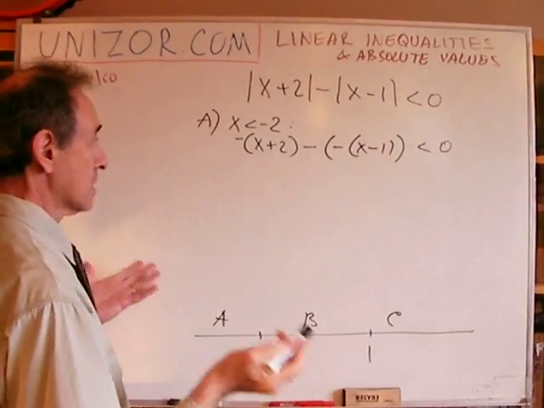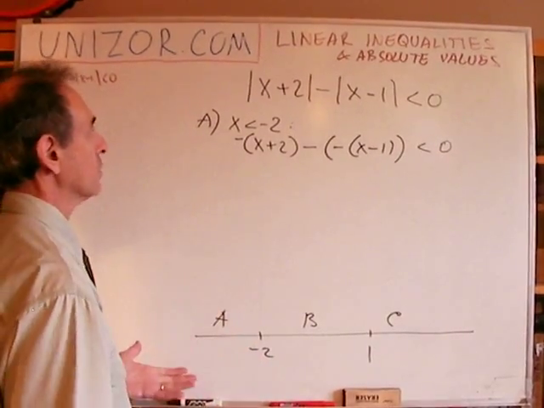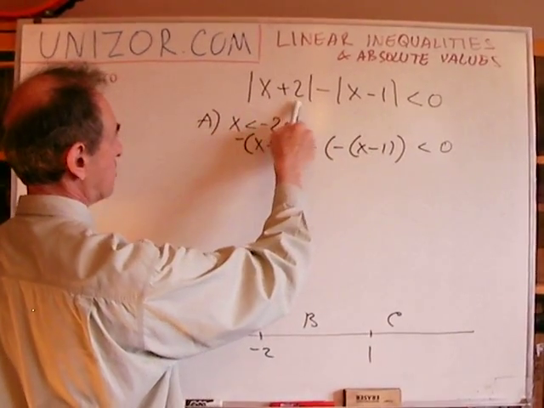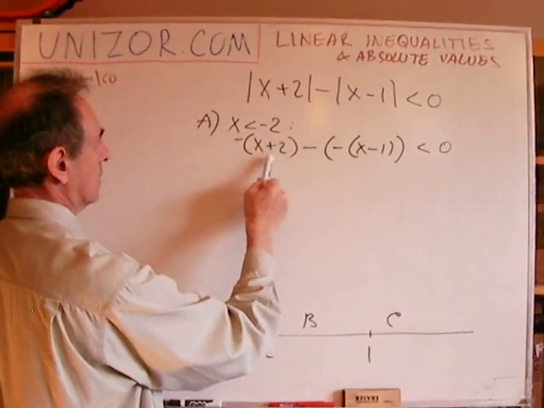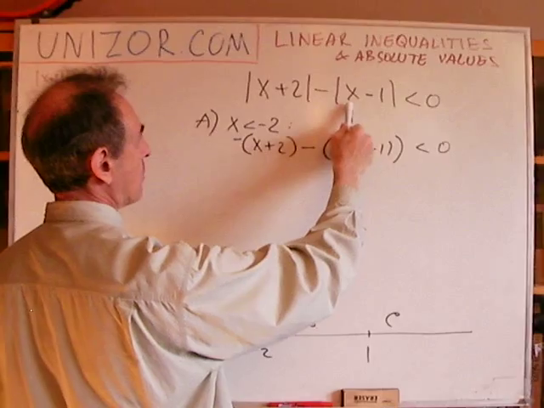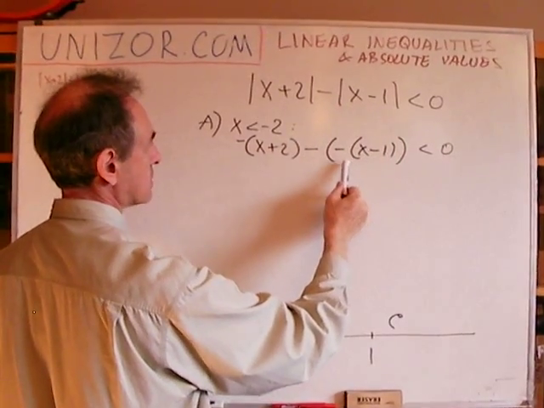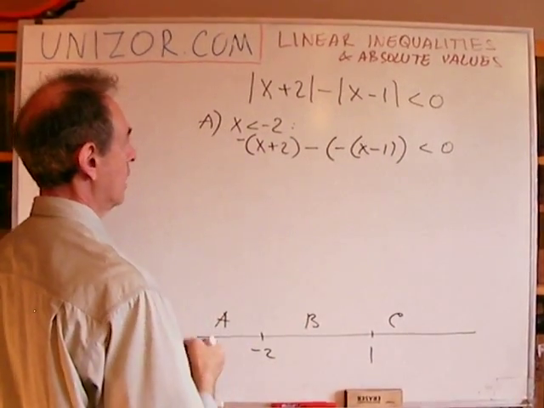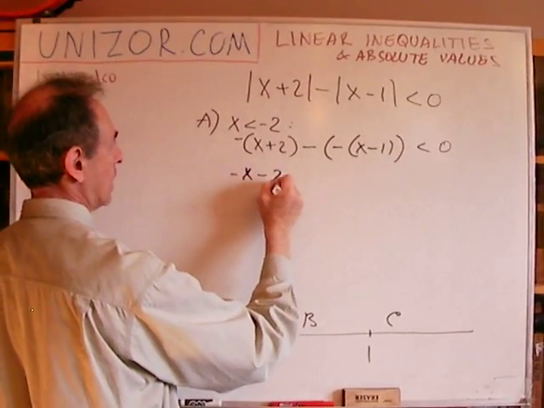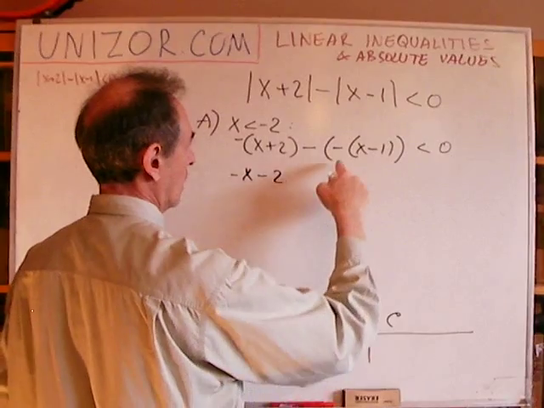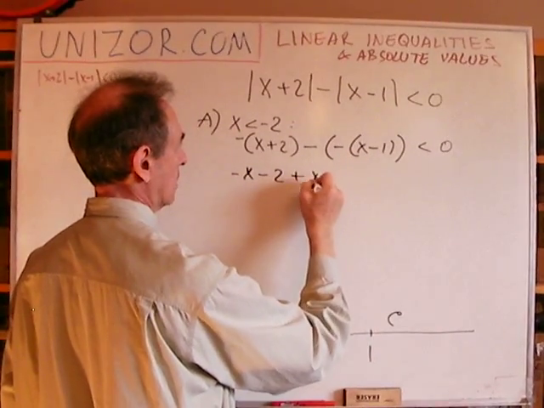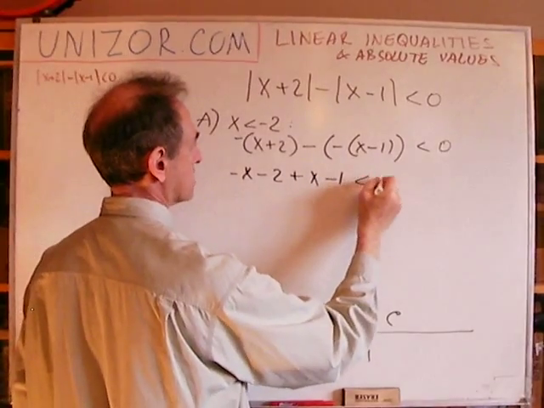Well, this is a linear inequality. So I replace my absolute value of x plus 2 with minus x plus 2. I replace my absolute value of x minus 1 with minus x minus 1. And what do I have now? Well, let's open parentheses. Minus x minus 2 plus x minus 1 less than 0.